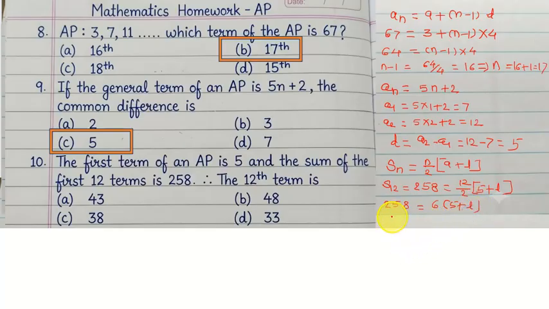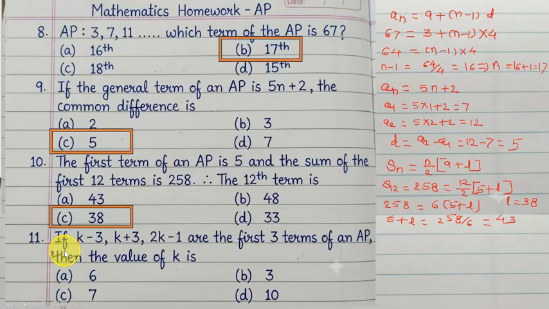Now again, if we simplify here, 5 plus L is equal to 258 upon 6. Then what you will get here is 43. And hence L is equal to 43 minus 5, and that is nothing but 38. Therefore, after simplifying, you will get 38, and hence option C is correct.